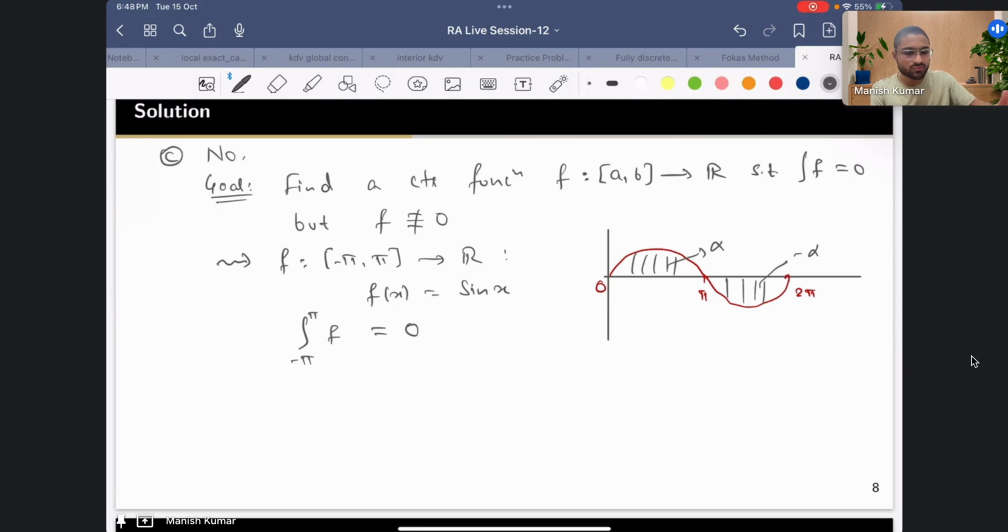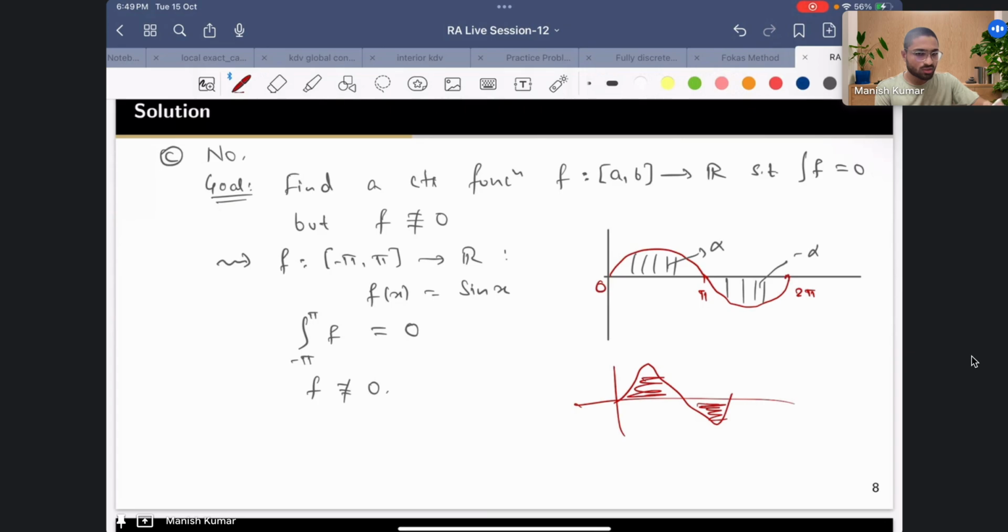So f is vanishing just at 3 points, 0, pi and 2 pi. Other than these 3 points, the function is non-zero. Okay, so this is one. You can think of many examples. It just has to be continuous, that is what we are demanding. So here the area would be just the negative of that area. So that's why maintaining one sign is very important. Otherwise the result will fail.